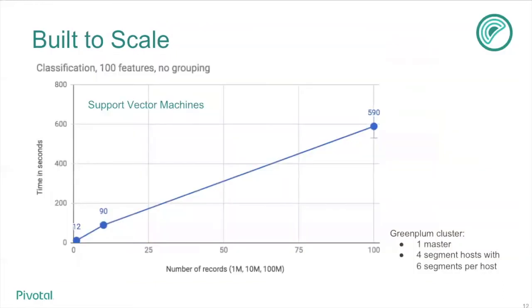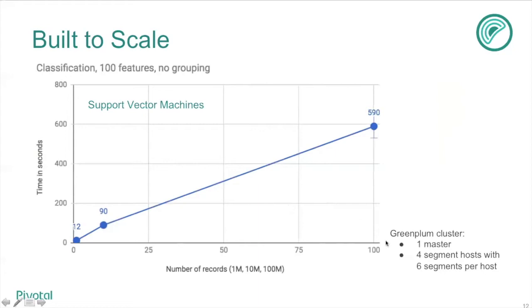But does it scale? Well, MADlib on Greenplum is really built for scalability, and this is an example of an algorithm called support vector machines, which is a classic algorithm for classification, regression, and novelty detection. So here on the x-axis, we're seeing size of data. So we've done this run with 1 million, 10 million, and 100 million rows in the table. And the y-axis is runtime. And what we're seeing here is linear scalability with data size, which is what we want.